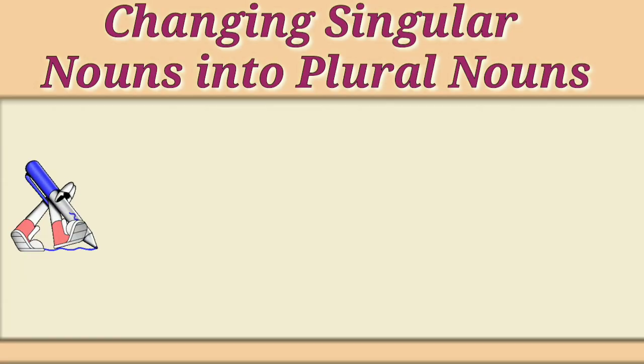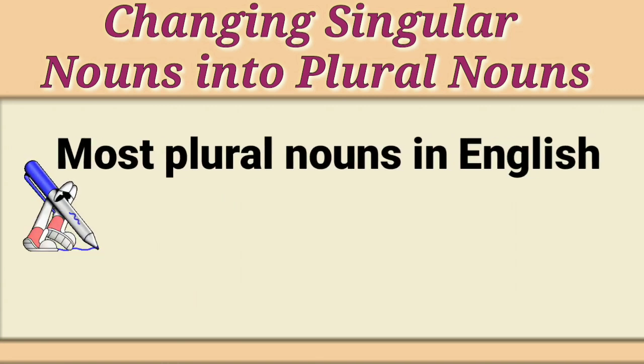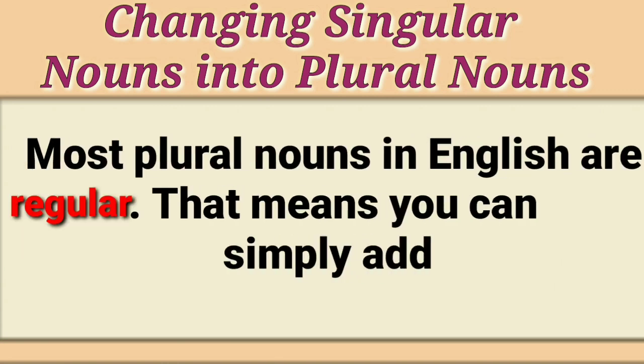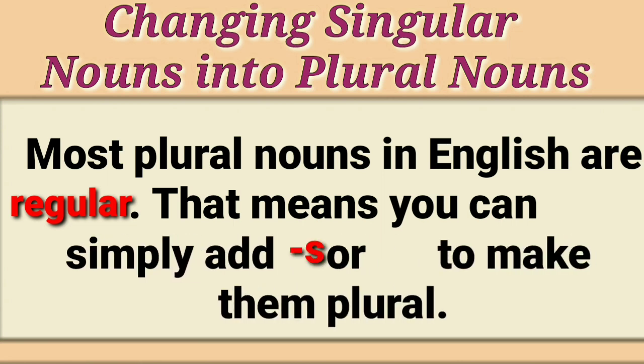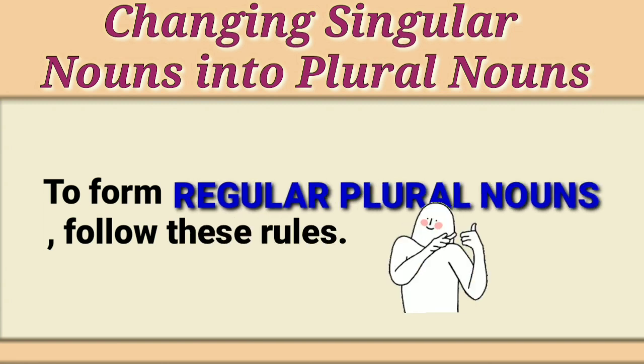Now we are going to learn how to change singular nouns into plural nouns. Singular nouns can be changed into plural nouns using different rules. Most plural nouns in English are regular. That means you can simply add s or es to make them plural. To form regular plural nouns, follow these rules.